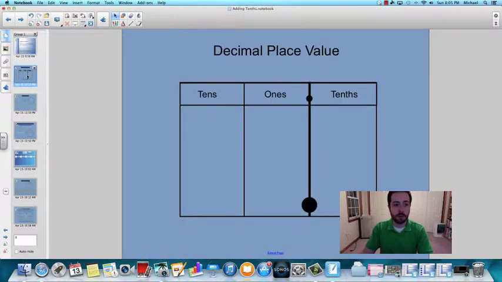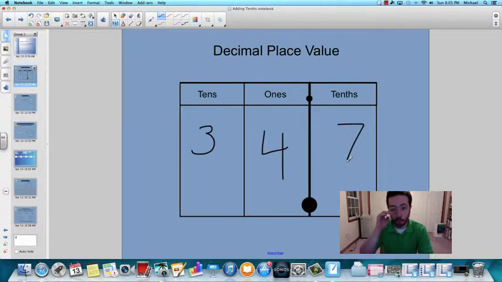So that is that. The first slide is going to be reviewing decimal place value. They would have done this ahead of time. They should know tens and ones. For example, if you have 3 tens and 4 ones and 7 tenths, that would be 34 and 7 tenths. They should be familiar with that, and with place value as far as tenths at this point.